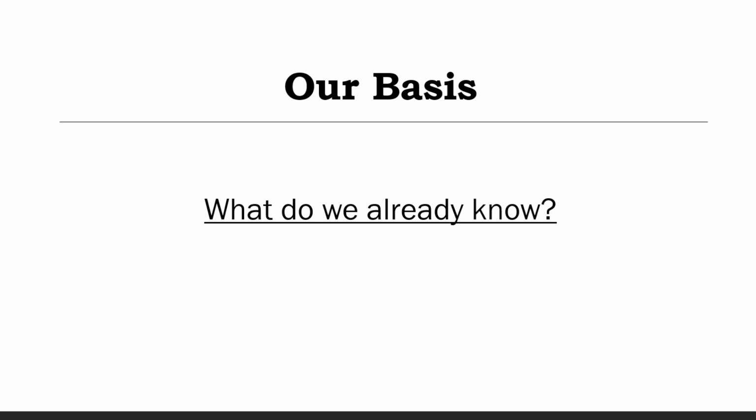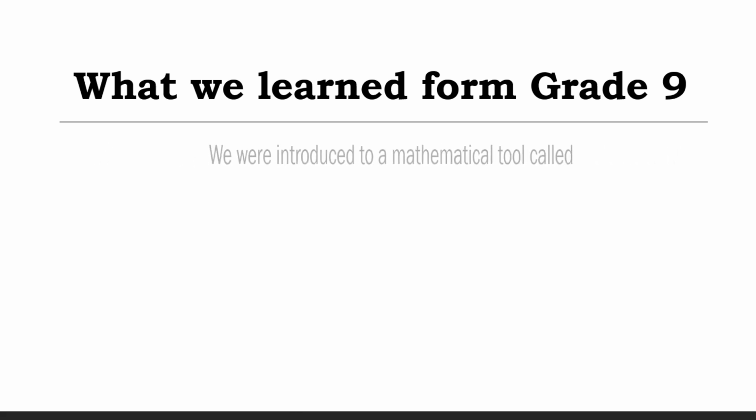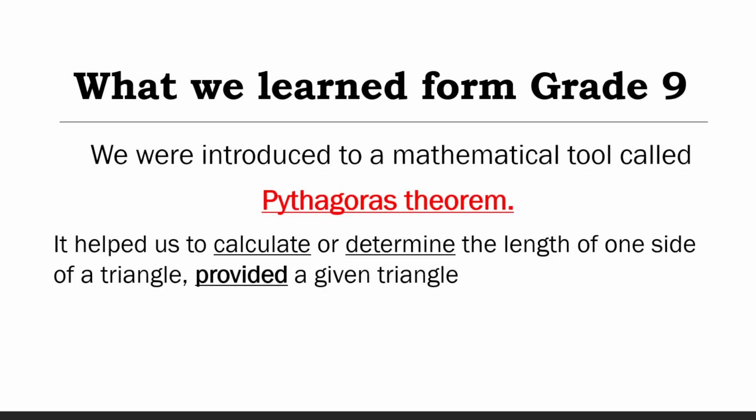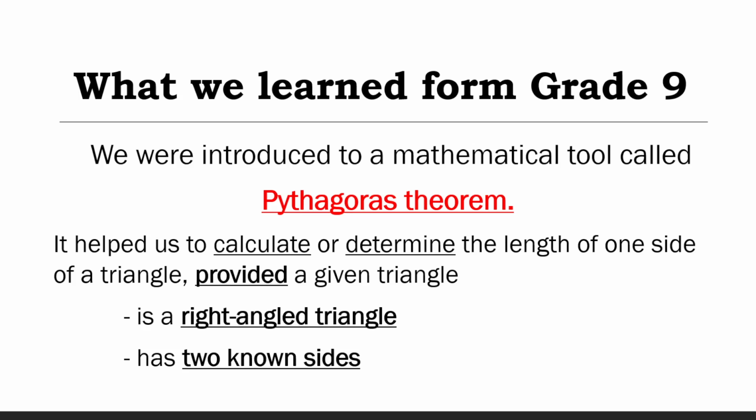Which base are we sitting on, or what do we know already? From grade 9, we were introduced to a mathematical tool called Pythagoras theorem. It helped us to calculate or determine the length of one side of a triangle, provided the given triangle is a right-angled triangle, and has two known sides.